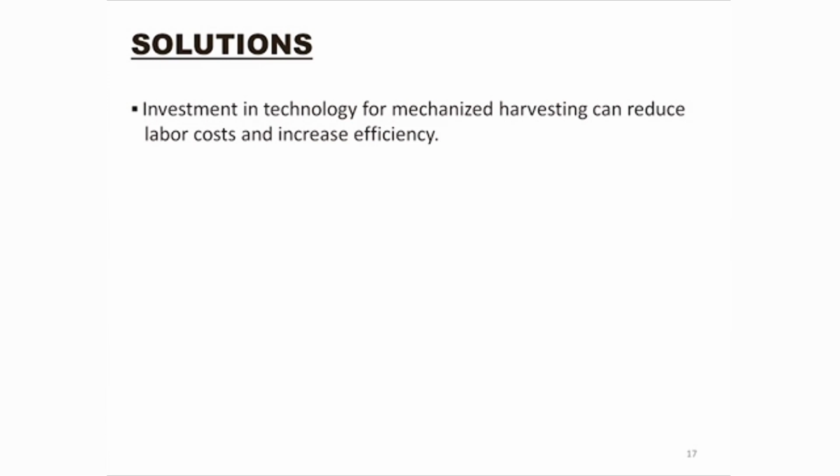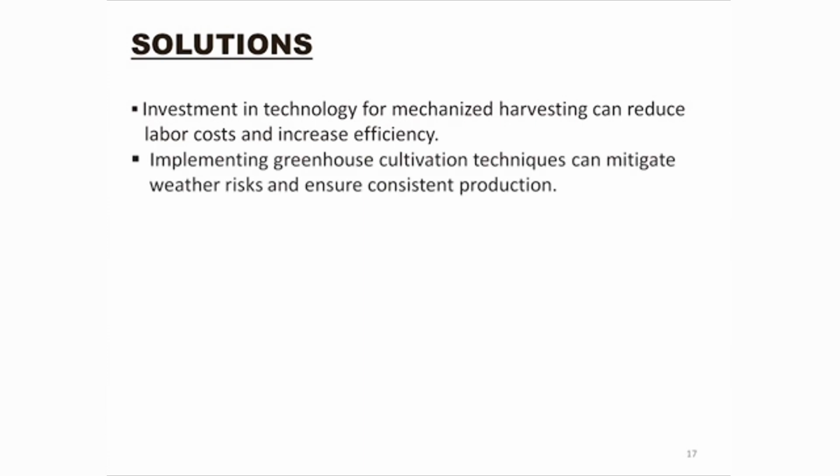The first challenge is that it is labor intensive. So generally we invest in technology; we use mechanized harvesting to reduce the labor cost and increase efficiency. For the second challenge, weather dependency, we generally implement greenhouse cultivation. This technique mitigates the weather risk and ensures consistent production.